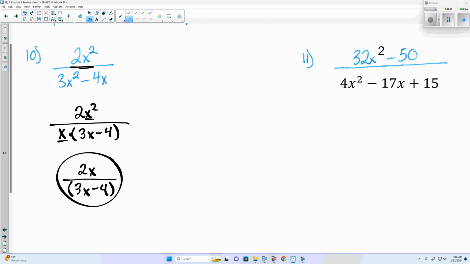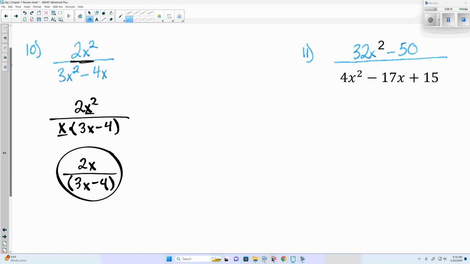So, does that make sense? Because if we got 4x over something as the starting point, go and simplify. You don't have to distribute. We don't have to do anything. It's already set up there.